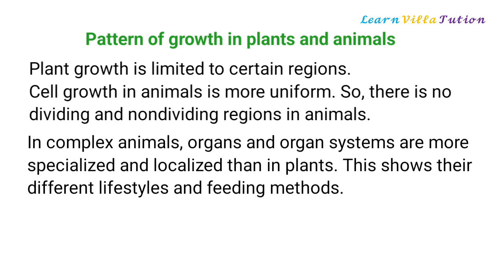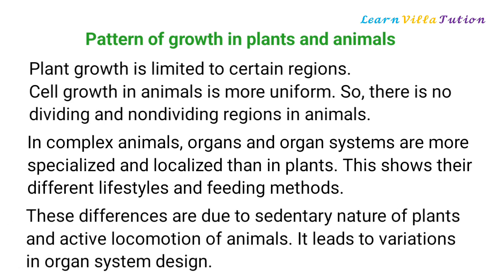In complex animals, organs and organ systems are more specialized and localized than in plants. This shows their different lifestyles and feeding methods. These differences are due to the sedentary nature of plants and the active locomotion of animals. It leads to variations in organ system design.